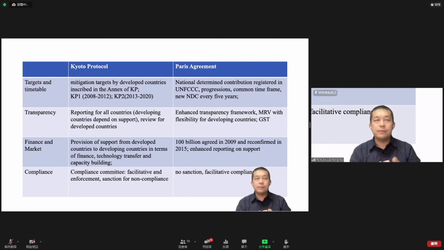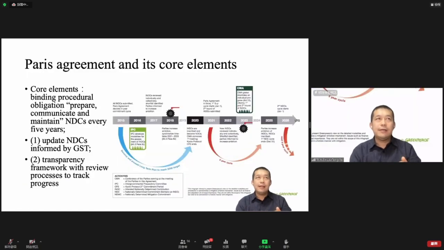And of course, there are differences in terms of transparency, finance and market, and compliance. Because of time limitation, we will not discuss these in detail. The core elements of the Paris Agreement build upon this bottom-up idea of NDCs, which are country proposed and owned by the countries, and they prepare, communicate, and maintain those NDCs by themselves. They are not legally binding, but the procedure to prepare, communicate, and maintain NDCs is legally binding. Those are very important differences in terms of legal nature.